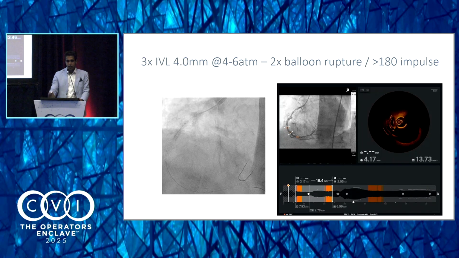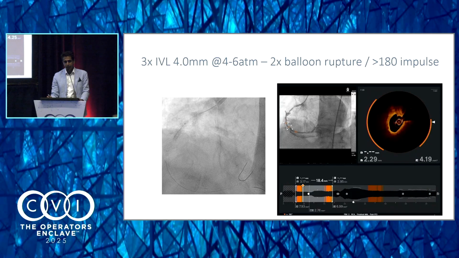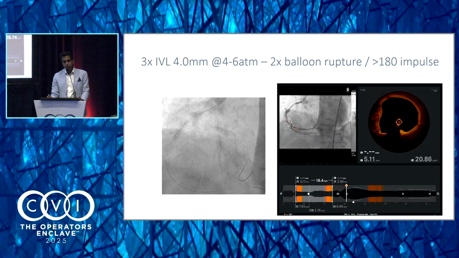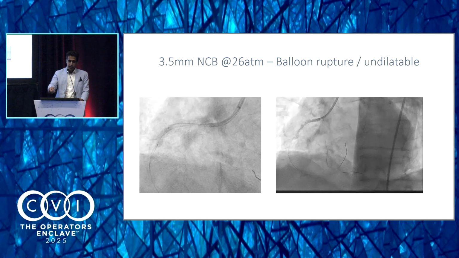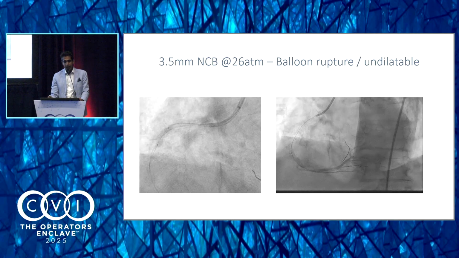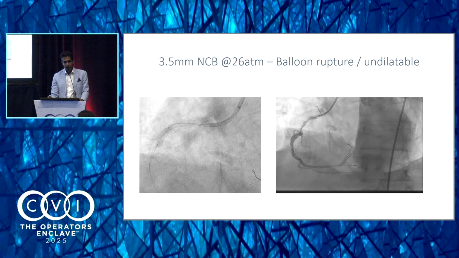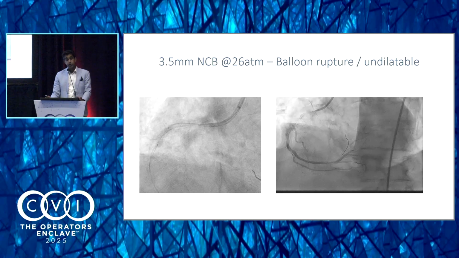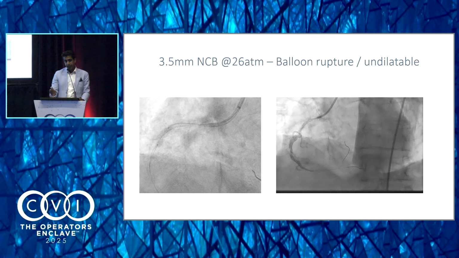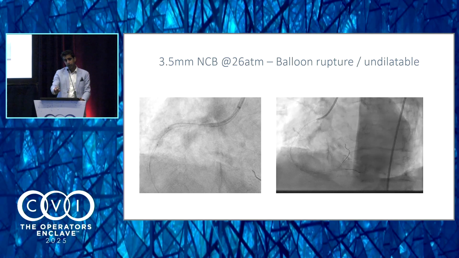So this patient had IVL therapy, 3.0 IVL. Actually, this is a scenario where you have nodules and the balloons rupture, so 2 different balloons ruptured, and more than 180 pulses were delivered. And despite this, on the next image, you'll see that an NC balloon was not expanding. 3.5 at 26 atmospheres, and it ruptured again. So the question was, what do you do? This patient has already had rota. Do you come back with a bigger burr?